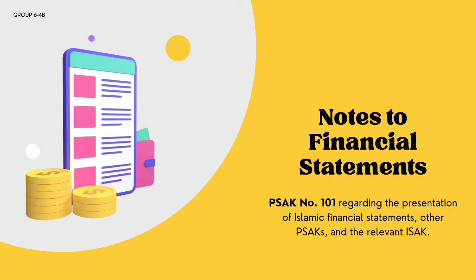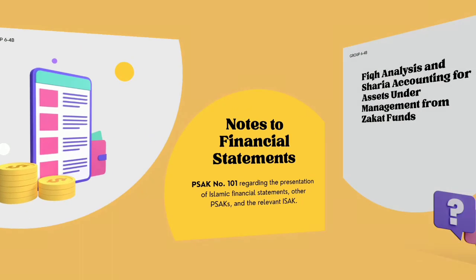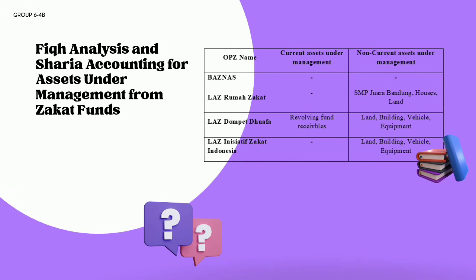And we're entering the last topic, that is a case study of fiqh analysis and Sharia accounting for assets under management from zakat funds. Based on the table above, there are 3 OPZ that have managed assets sourced from zakat funds. Referring to fatwa of DSN MUI number 14 year 2011, zakat funds may legally be used for distribution in the form of managed assets.